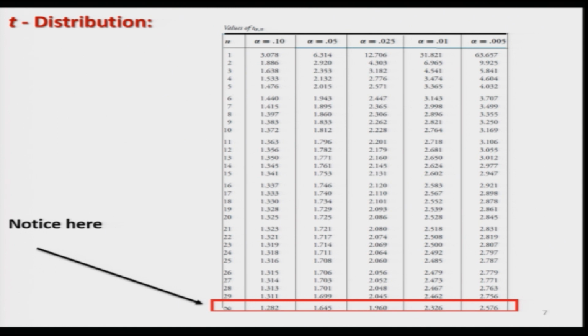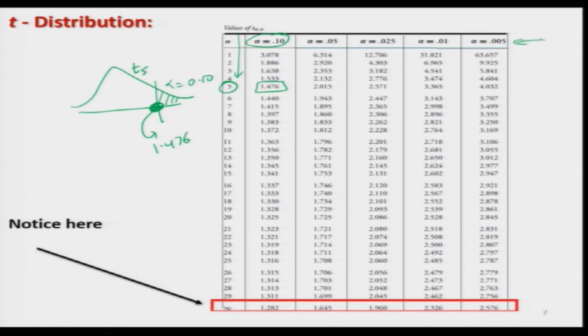I am just trying to give you one simple example. Suppose you want to find the value of t with 5 degrees of freedom and alpha equal to 0.10. This value comes out to be 1.476. If you create this curve, with alpha equal to 0.10 as the area, then this value will be 1.476 if the curve is the t distribution with 5 degrees of freedom. You can see in the first column you have degrees of freedom, and in the first row they give different values of alpha.